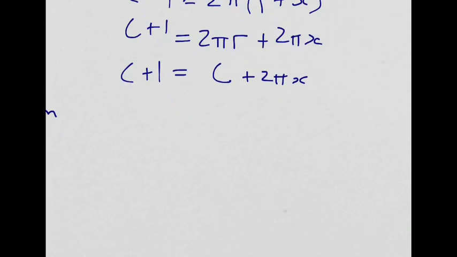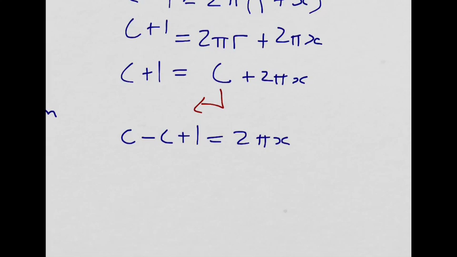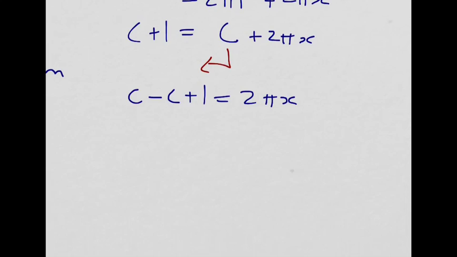Again, I'm trying to isolate x. So what I want to do is bring this C over to the other side, and I'll eventually want to do something with that 2 pi. But right now I want to move that C over. What's the rule when you change sides? Change signs. So I have C minus C plus 1 equals 2 pi x. Well, C minus C, what is that? If I take anything and I subtract that same amount, I get 0. So that's just 1 now, equals 2 pi x.